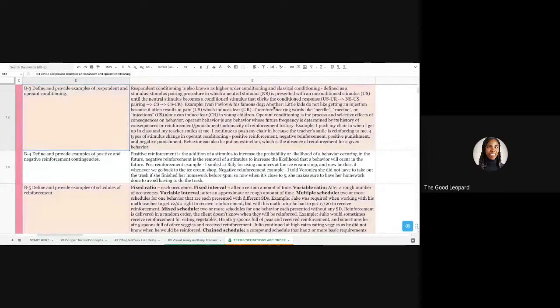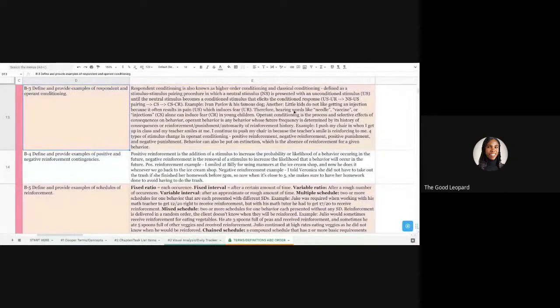So another example, little kids do not like getting an injection because it often results in pain, which is an unconditioned stimulus. Pain is unconditioned. We're going to feel it. We don't have to learn what pain is. We just know, right? We just feel it and it hurts. That's all we know. It's a reflex. Let me start over. Little kids do not like getting an injection because it often results in pain, which is an unconditioned stimulus, which induces fear, unconditioned response.